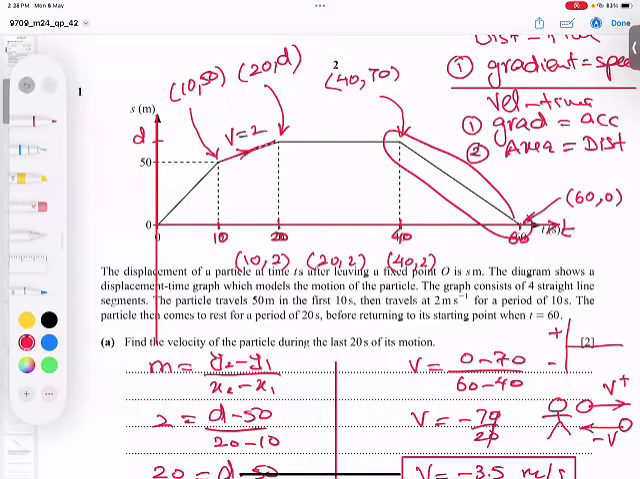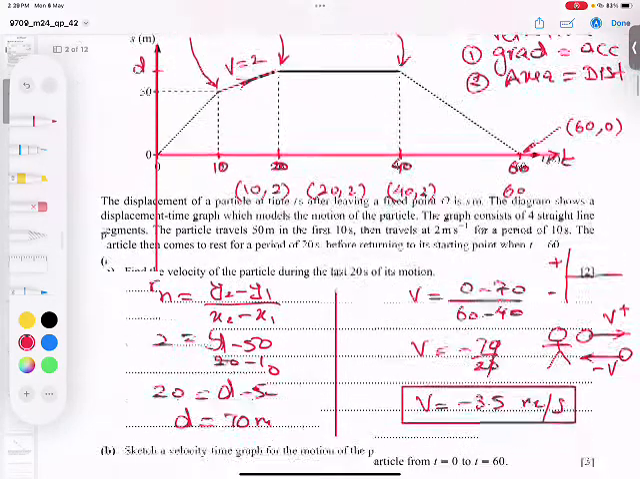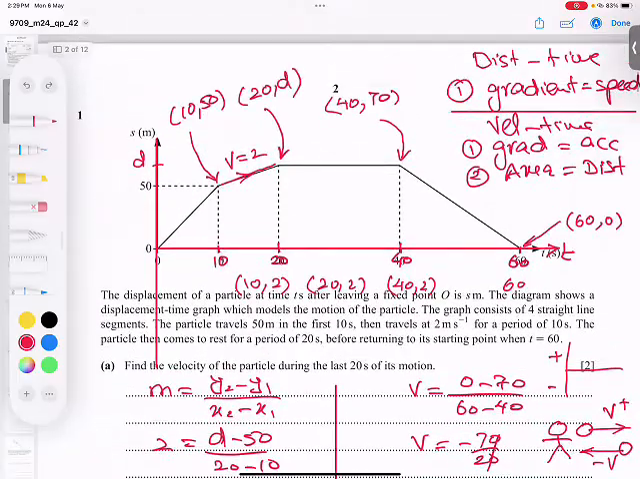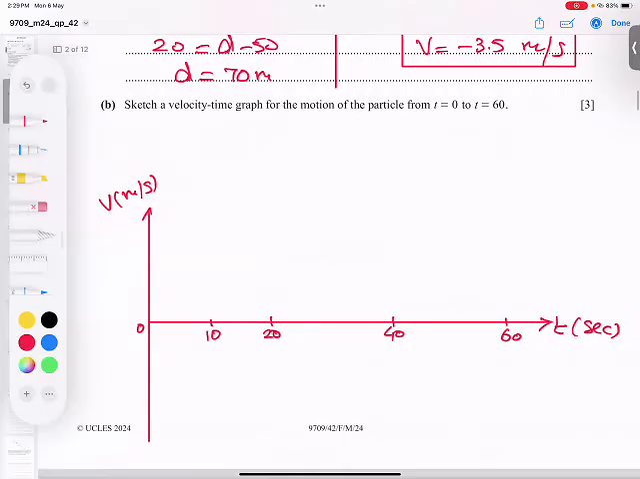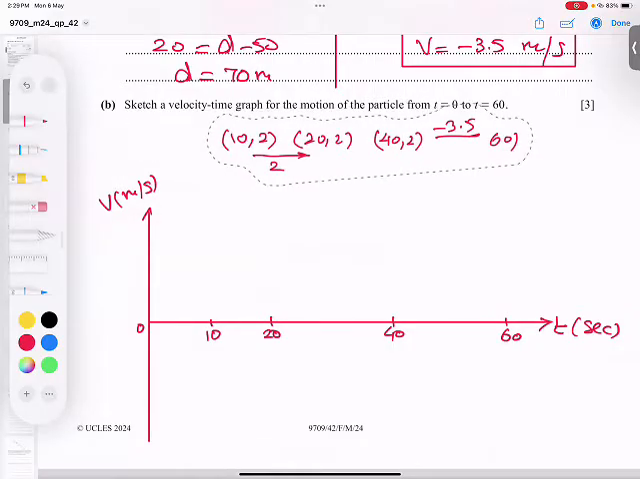But at 60, the velocity is not 2. It is negative 3.5. So from here to there, we have a velocity of negative 3.5. And from 10 to 20, what is the speed from here to here? Positive 2. Okay. So this data is enough to make it. Every time we have to look at two things. It means I will make it here. So the students are very clear.